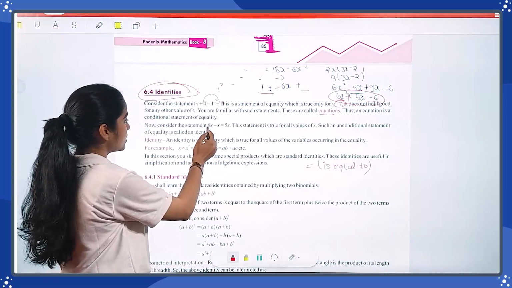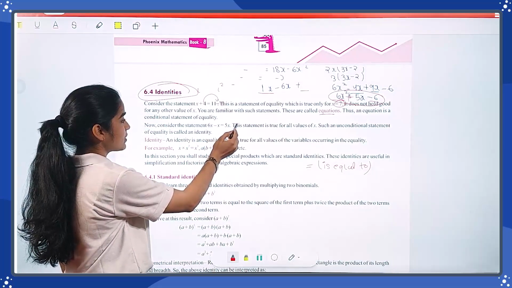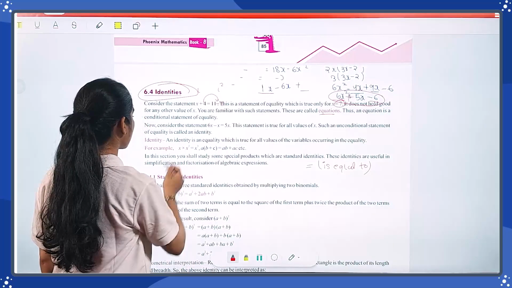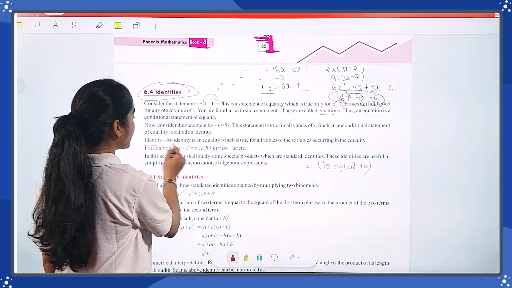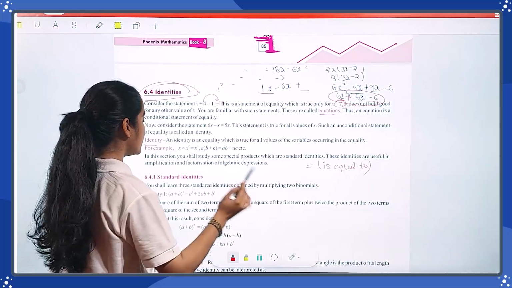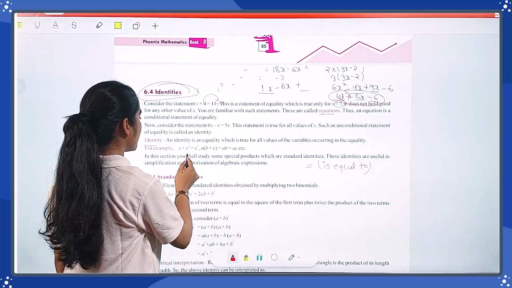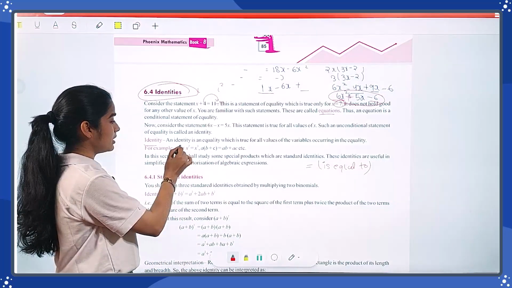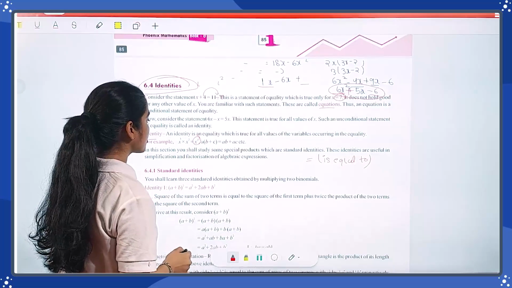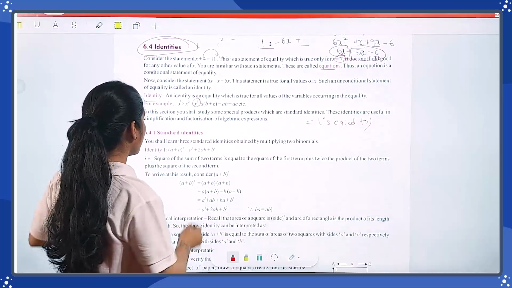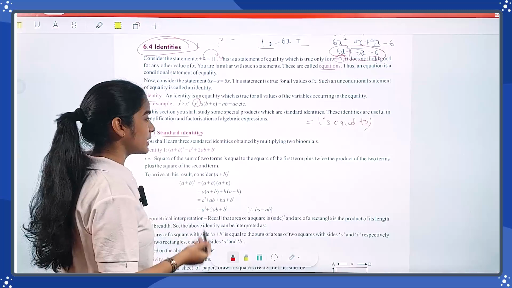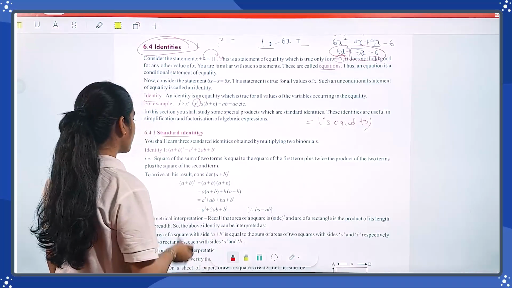Now consider the statement 6x minus x is equal to 5x. This statement is true for all values of x. Such an unconditional statement of equality is called an identity. Identity is an equality which is true for all values of the variables occurring in the equality. For example, x multiplied by x square, which means x multiply 1 and 2, so x cube, a plus b, a multiply b plus c, which is ab plus ac, etc. Now standard identities. You shall learn 3 standard identities obtained by multiplying two binomials in our previous.